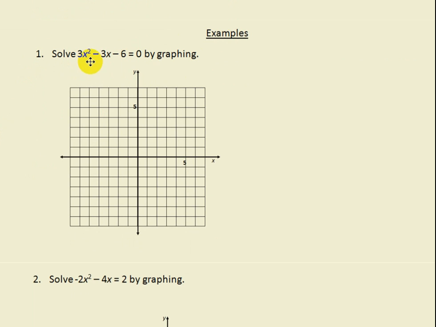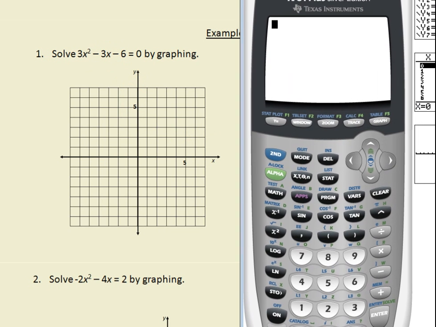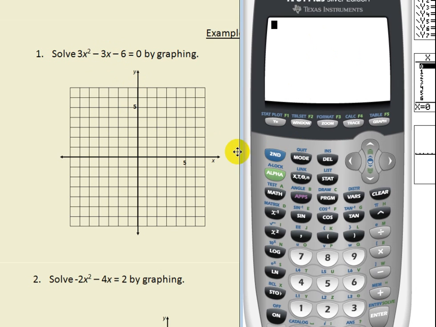Our first example, solve 3x squared minus 3x minus 6 equals 0 by graphing. And first of all, notice that our function is set equal to 0. That's good. Secondly, notice we could factor out a 3 here if we wanted to, and that would certainly help if we were setting up a table and graphing that way. But in this case, let's go ahead and use a graphing calculator, and so in that case I'm not really worried about those coefficients being larger than necessary. So here we have y equals 3x squared minus 3x minus 6. And we graph that, and we have this parabola.